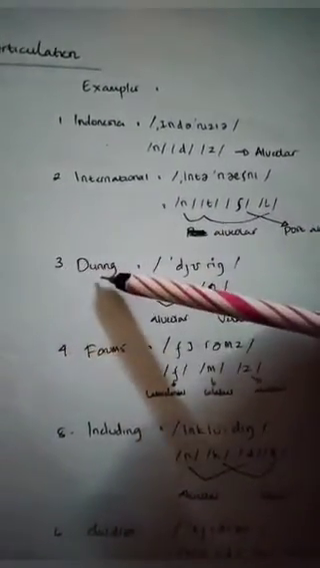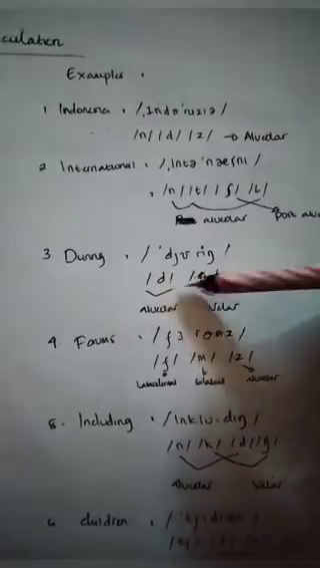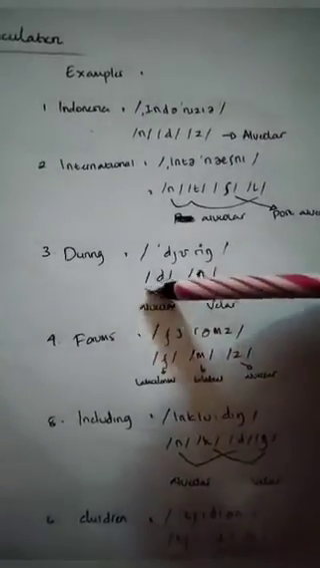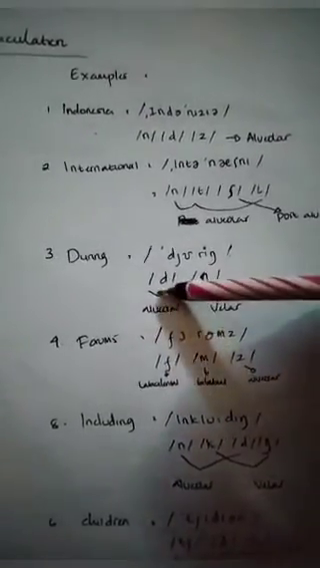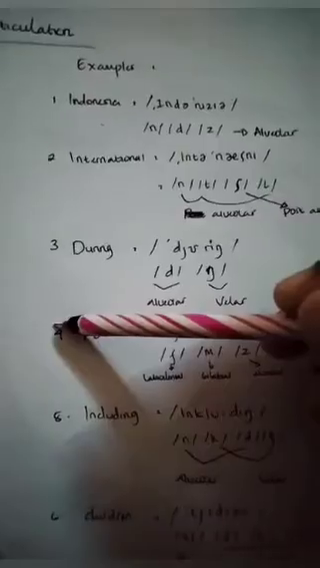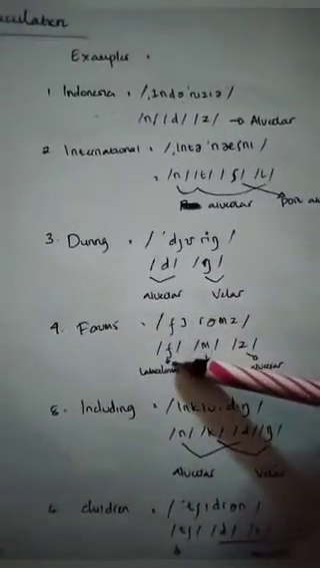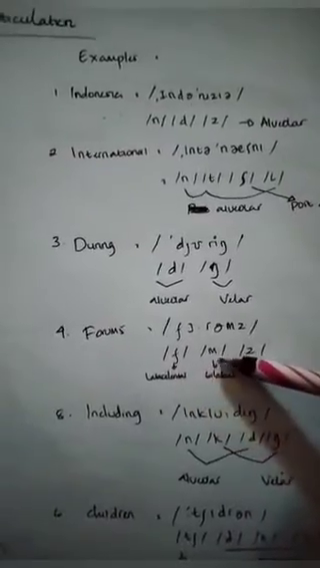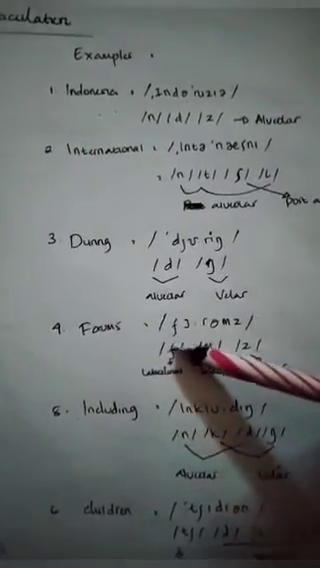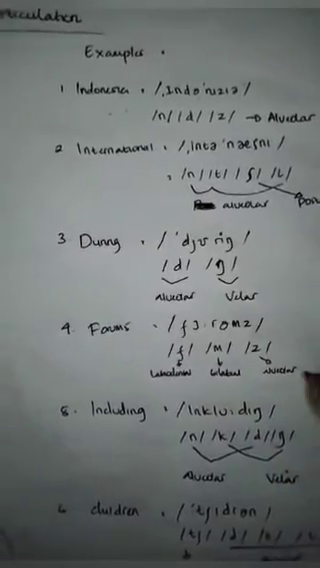Number 3, during. In the phonetic transcription, the sounds are d, ng. D is normally alveolar, and ng is velar. Number 4, variants. The sounds are v, m, z. V is labiodental, m is bilabial, and z is alveolar.